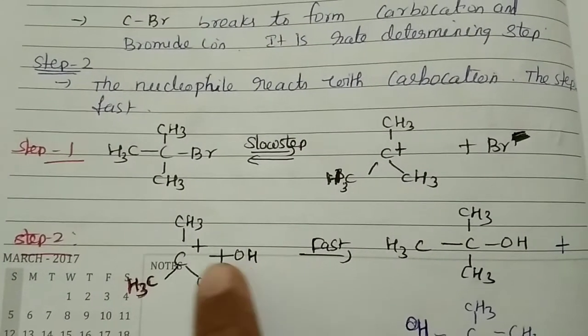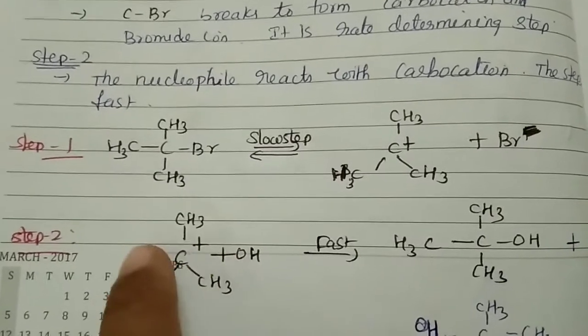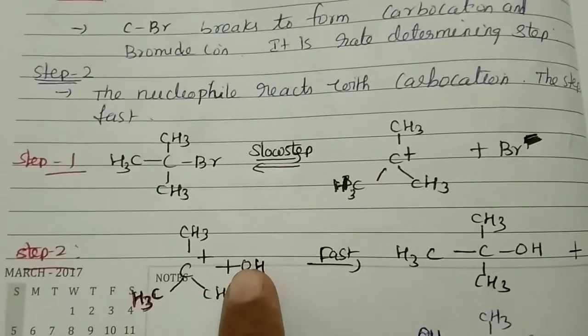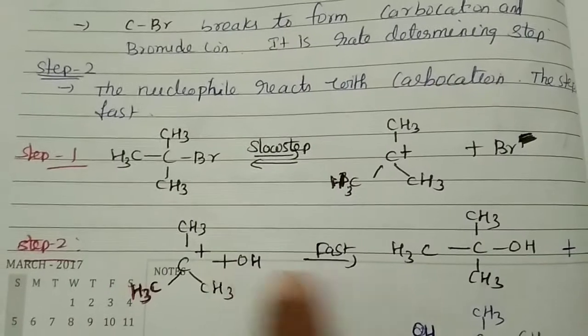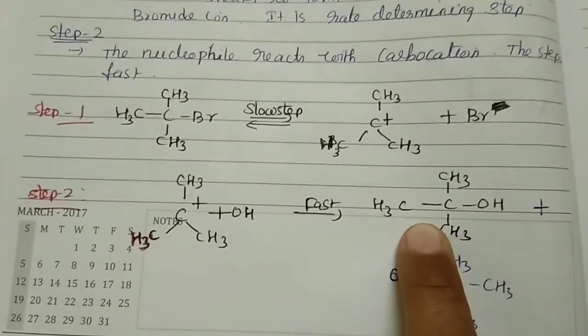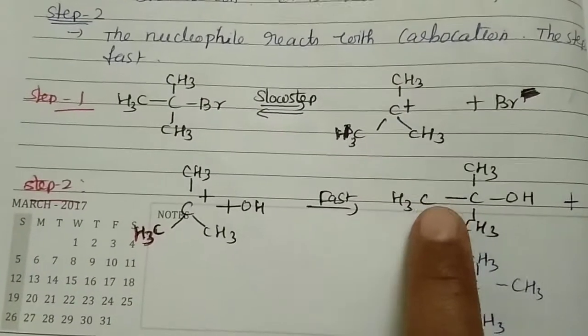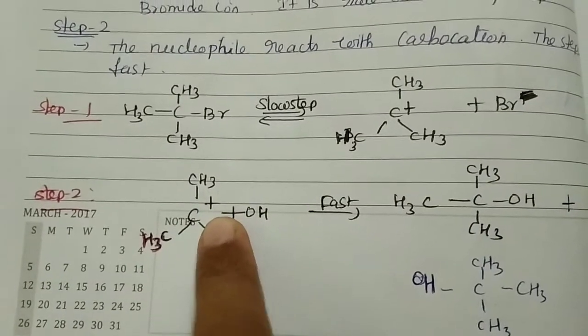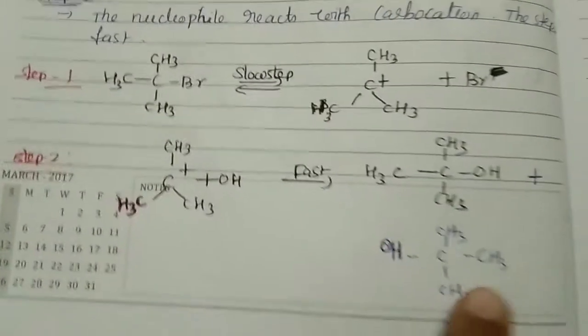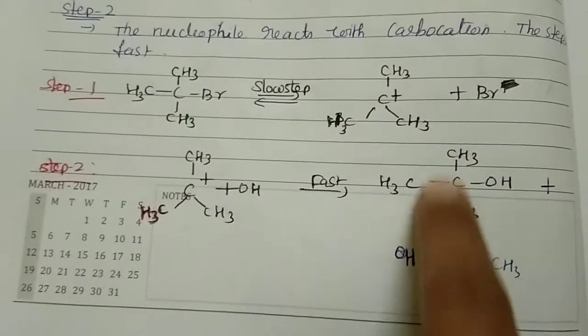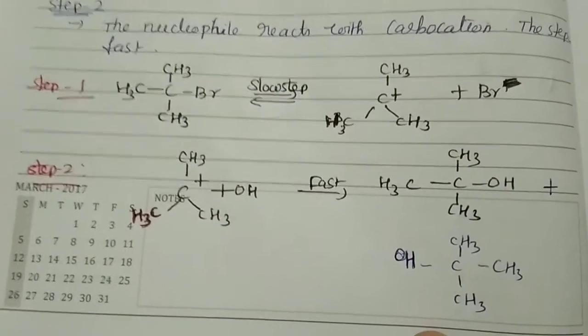Attack of the nucleophile may take place at the front side of the carbon and the back side of the carbon. If the attack of the nucleophile takes place at the front side of the carbon atom, we get tertiary butyl alcohol with a structure like this. If the attack takes place at the back side, we get a structure like this. So both are optically inactive structures.